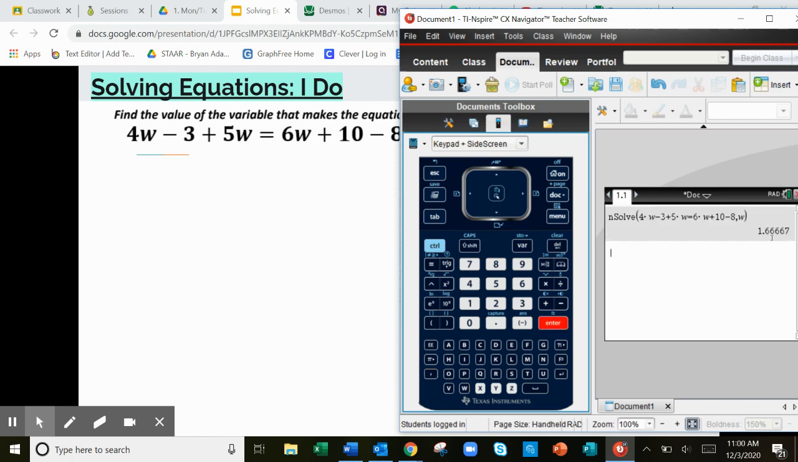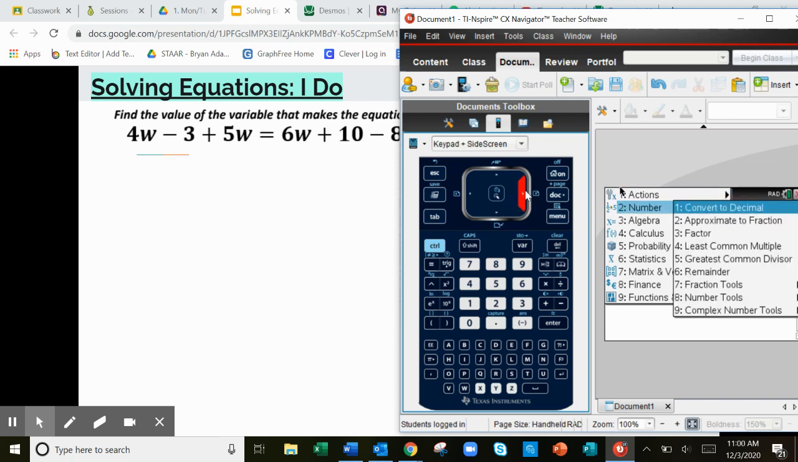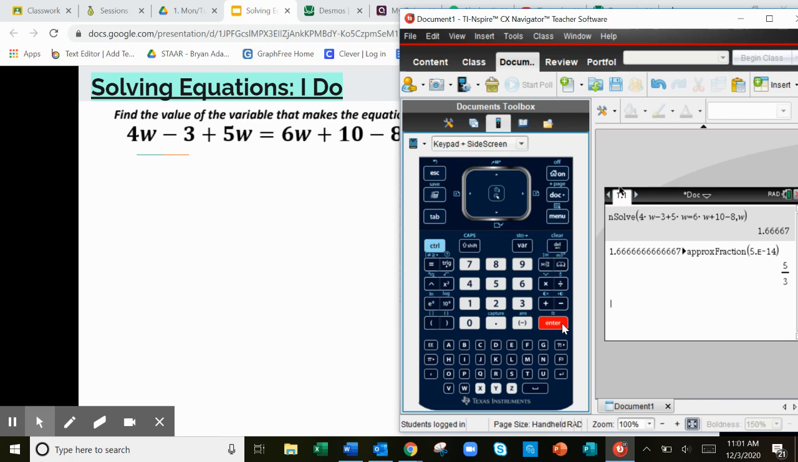Remember that you can always go back up, press enter, and then you go to menu, number, and approximate to fraction. And it'll give you 5/3.